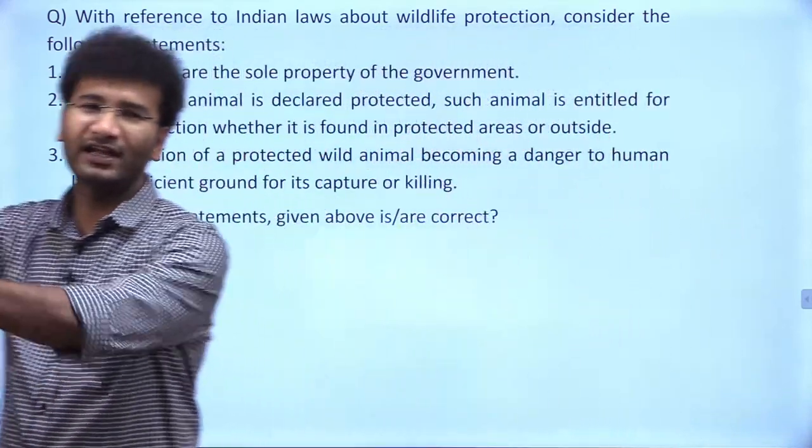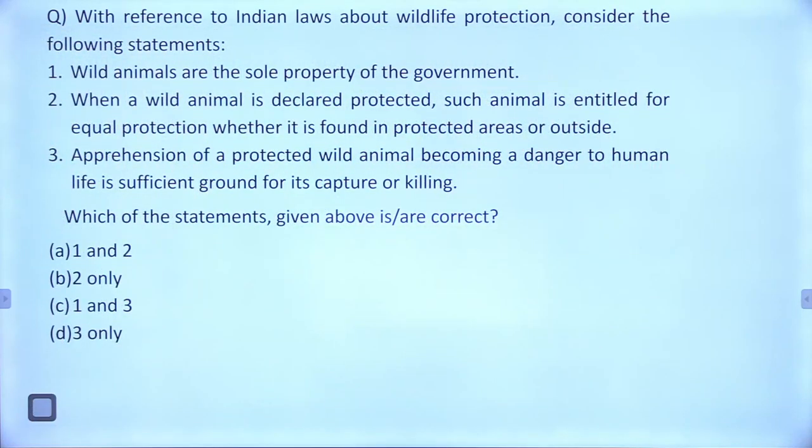See, with reference to Indian laws about the Wildlife Protection Act, consider the following statements. Wild animals are the sole property of the government. Second statement: if a wild animal is declared protected, such animal is entitled to equal protection whether it is found in protected areas or outside. Third: apprehension of a protected wild animal becoming a danger to human life is sufficient ground for its capture and killing.